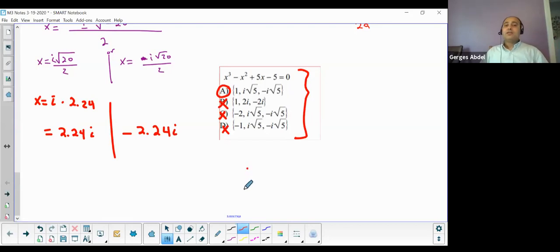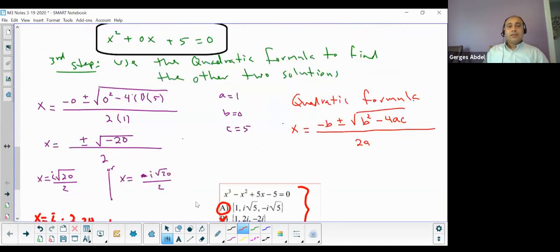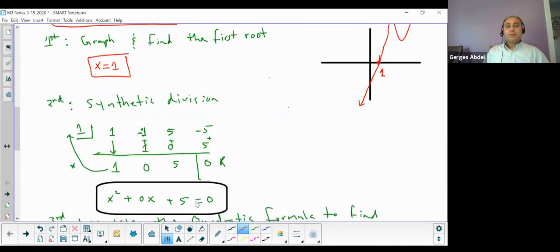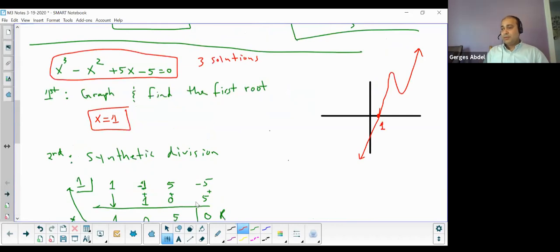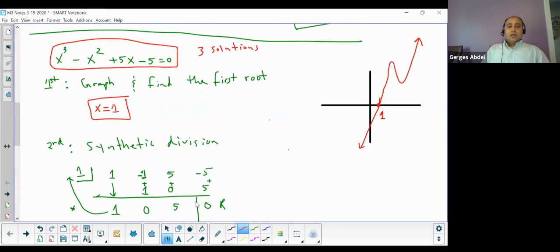But the imaginary solution, it's unfortunate, you're going to have to do it by hand. All right? So these are the three steps. Step number one, one more time before I give you a problem to do by yourself. Step number one, when you see a problem like this, you're going to graph it.